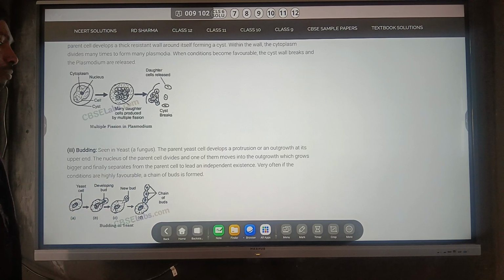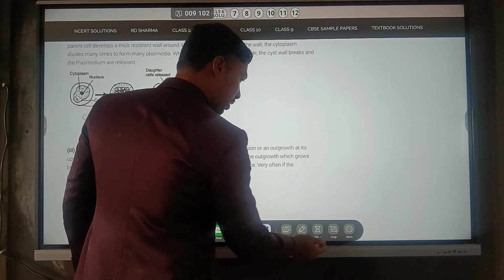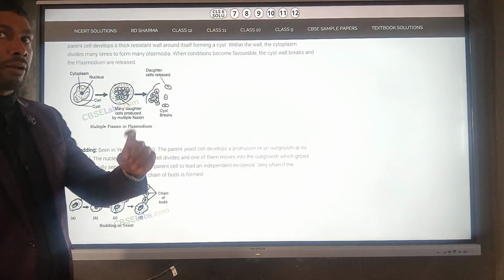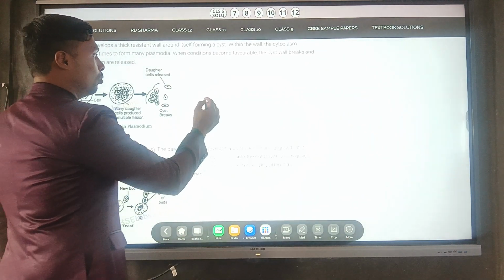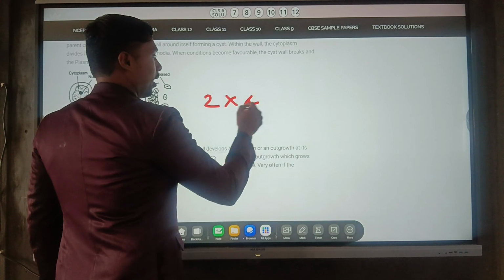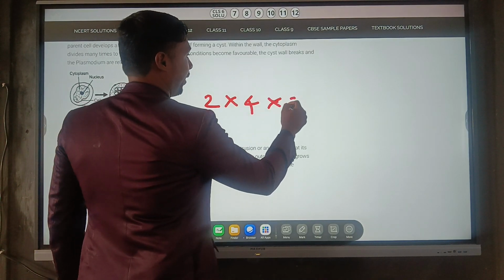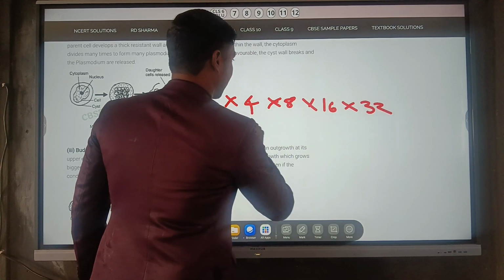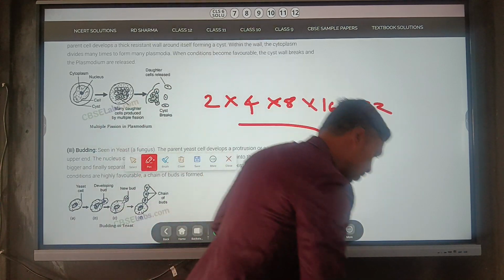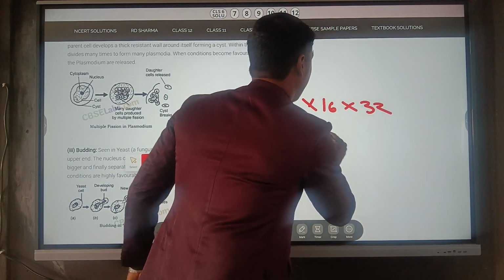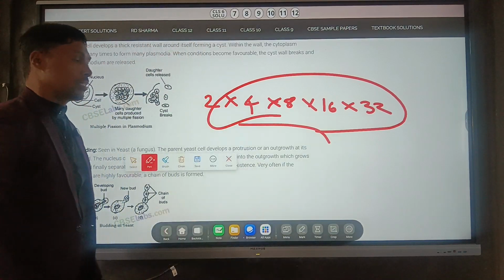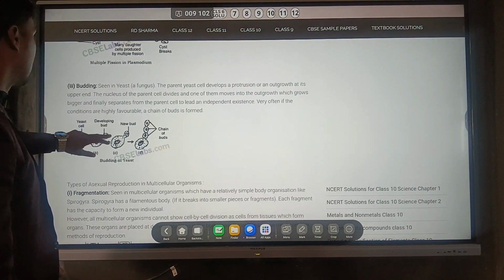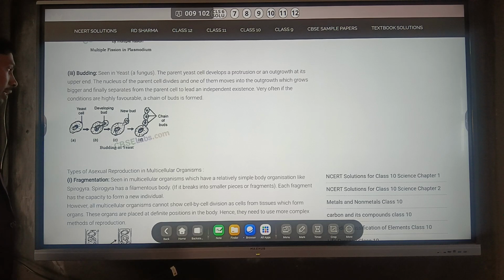What is meant by multiple fission? Multiple fission is a multiple division method: 2, 4, then 4, 8, then 8, 16, then 16, 32. In this way the numbers multiply and the organisms increase. This is called multiple fission. And next, we are going to learn about budding.